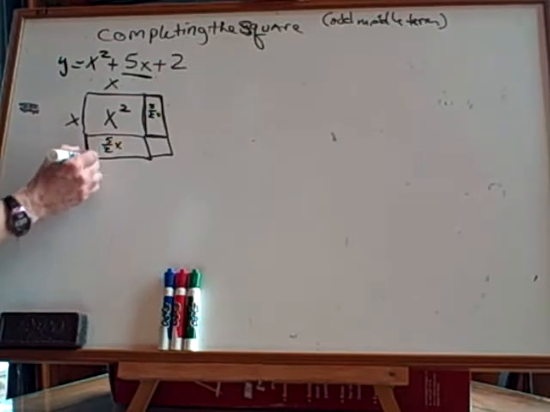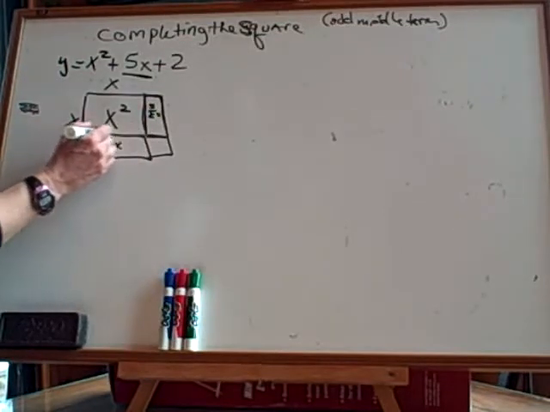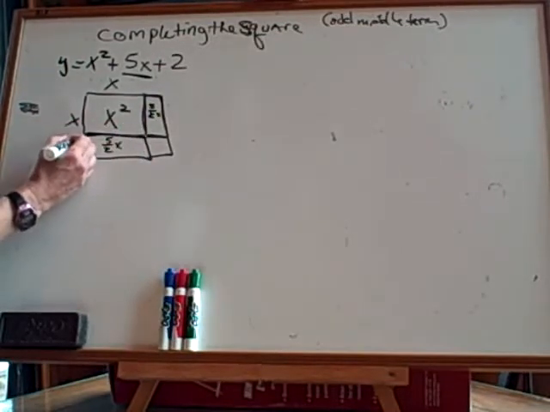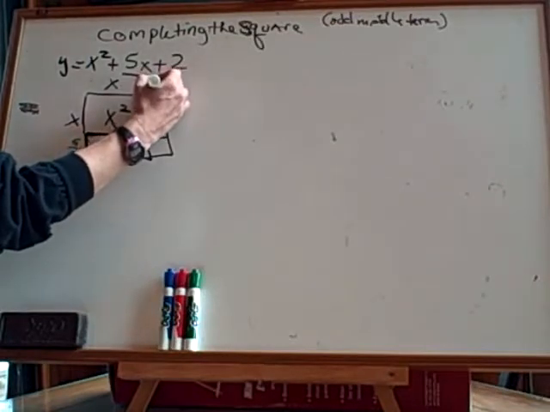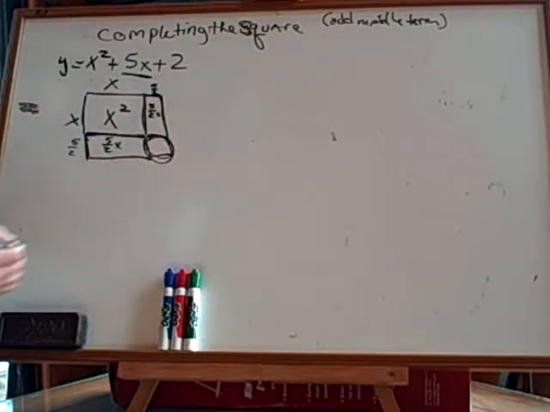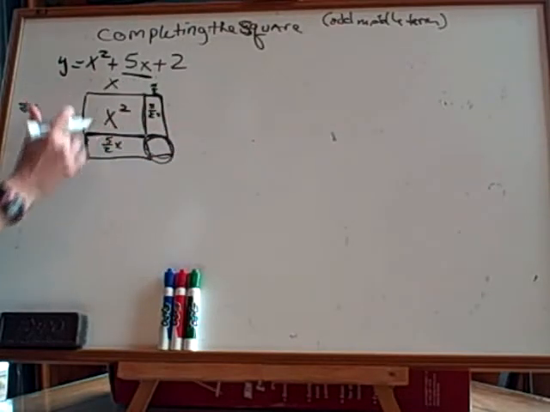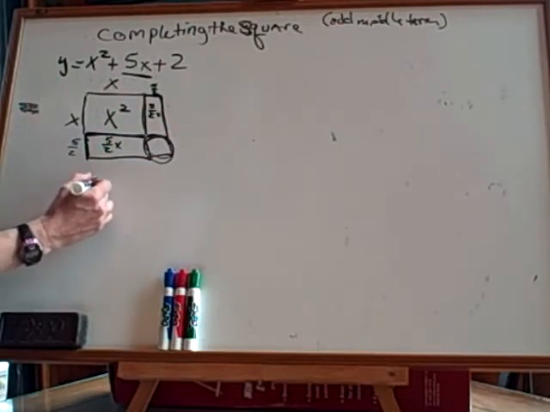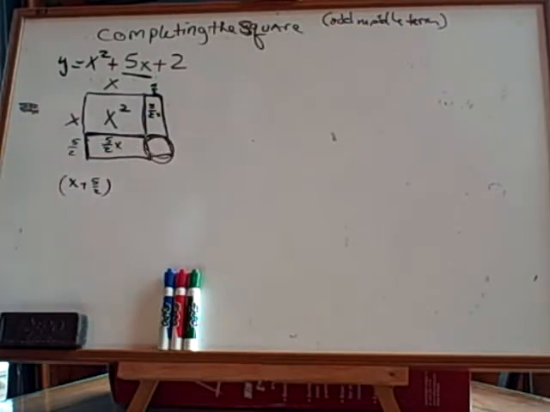So how long is this little piece here if this length here is x? 5 over 2, perfect. And so this one is 5 over 2. Now to find this part of our square, so that we end up with a perfect square of x plus 5 over 2, what's got to go down here?